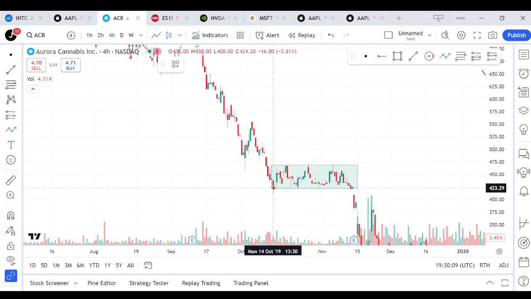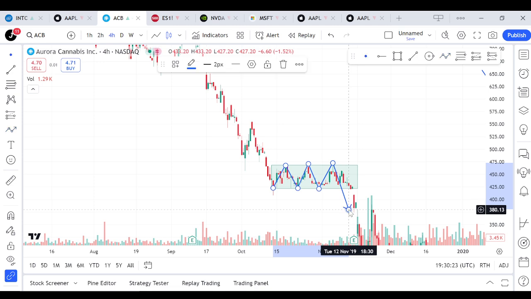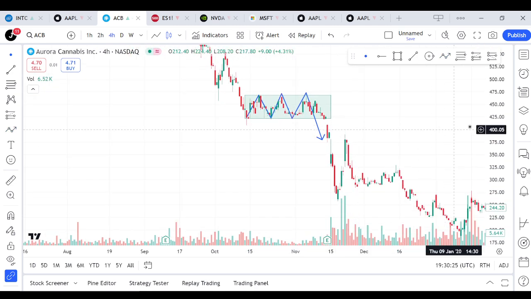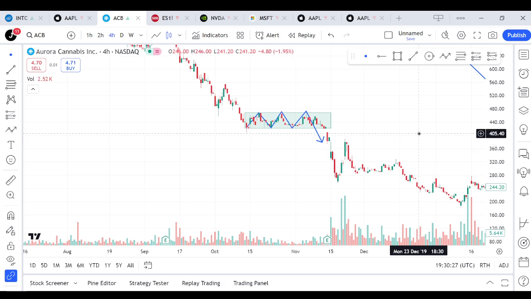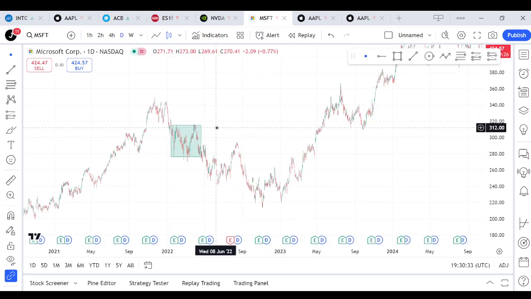Here we have three. I have the first, another one down, the second here, the third here, and the breakout. Finally, we have the breakout and the continuation to the downside. So that is for this example. Let me look for another example.